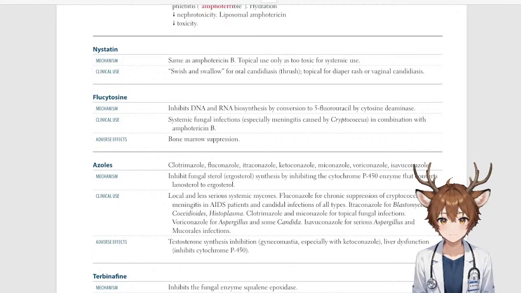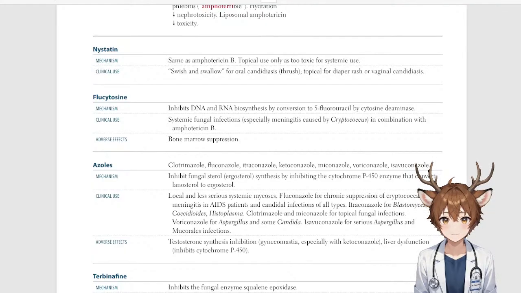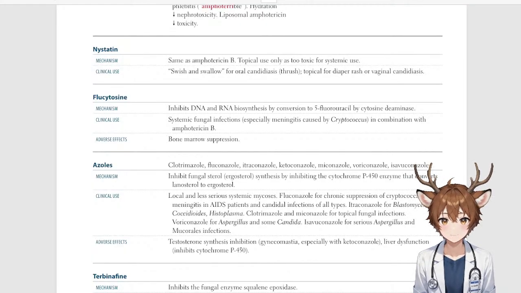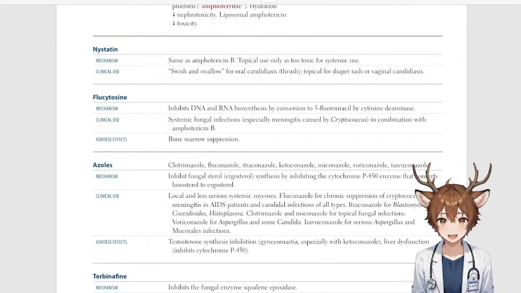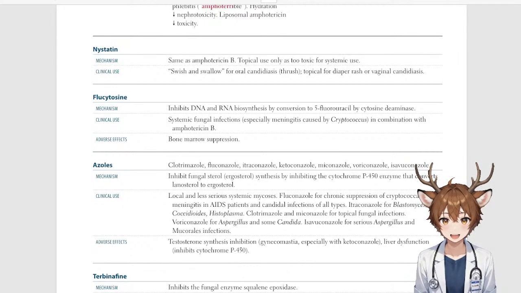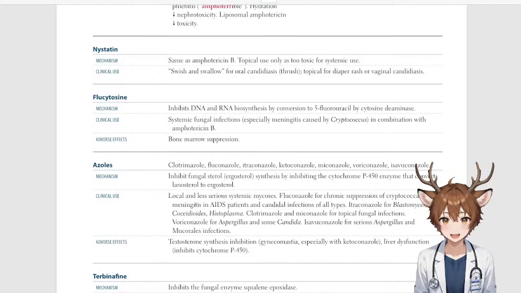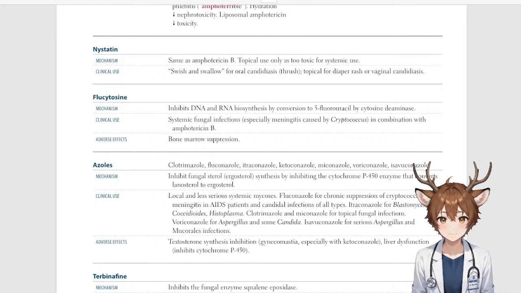What about azoles? Azoles: clotrimazole, fluconazole, isavuconazole, itraconazole, ketoconazole, miconazole, and voriconazole. A lot of different kinds of conazoles. Mechanism for azoles? They inhibit the synthesis of the fungal sterol ergosterol, by inhibiting the cytochrome P450 enzyme that converts lanosterol into ergosterol.